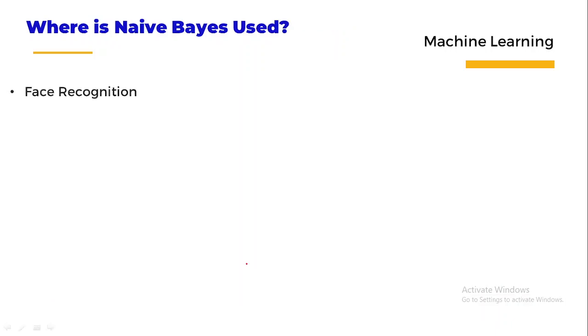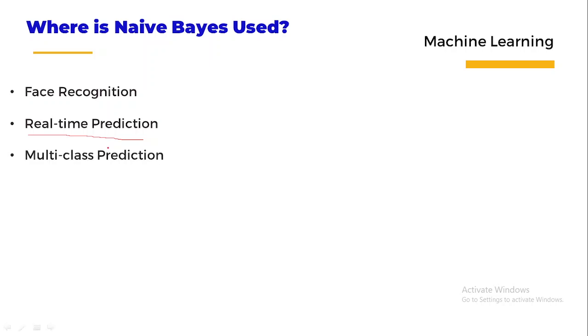Now we will see where this Naive Bayes classifier is used. Here it is used in face recognition. As a classifier, it is used to identify faces based on other features like nose, mouth, and eyes. It is used in real-time prediction, so it is used for making predictions in real life. The next one is multi-class prediction. This algorithm is used for the multi-class prediction feature, hence we can predict the probability of multiple classes of the target variable.